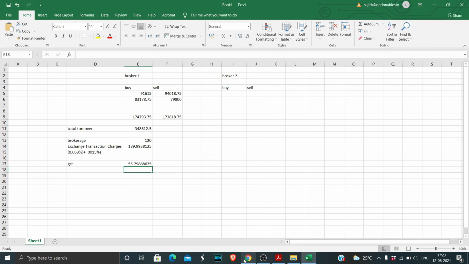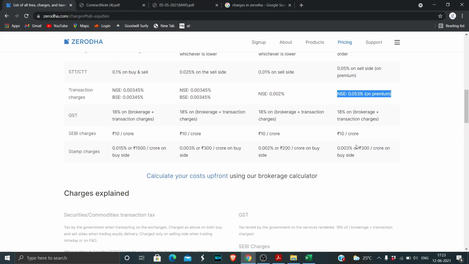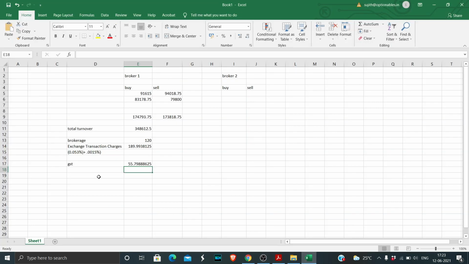And next come the SEBI charges, which is 10,000 per crore, which is the same across all the brokers. SEBI charges will be somewhere around SEBI turnover charge. It's nothing but SEBI turnover fee. In some of your contract notes, it will be shown as SEBI turnover fee. So what is the total turnover? It is equal to this into.